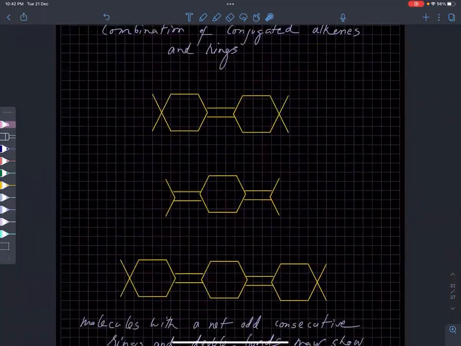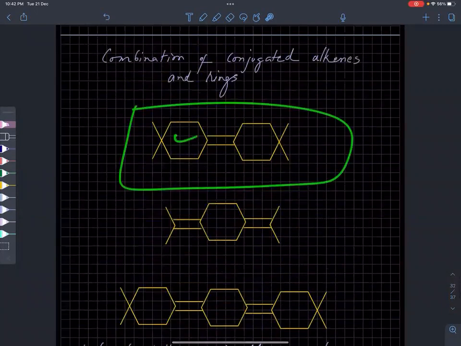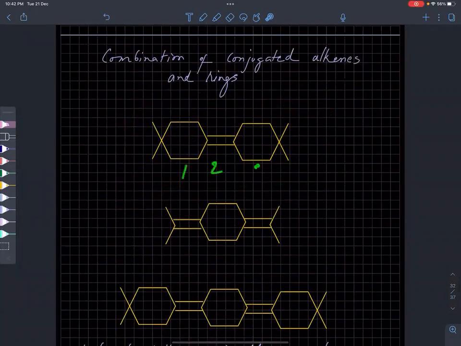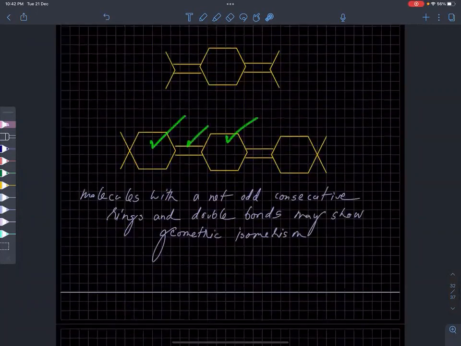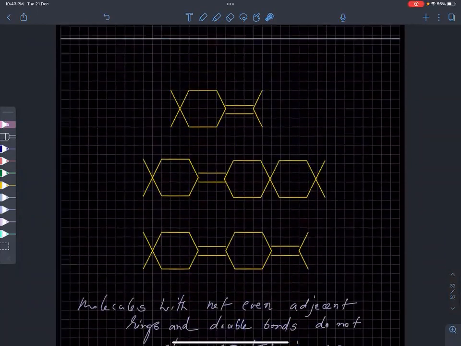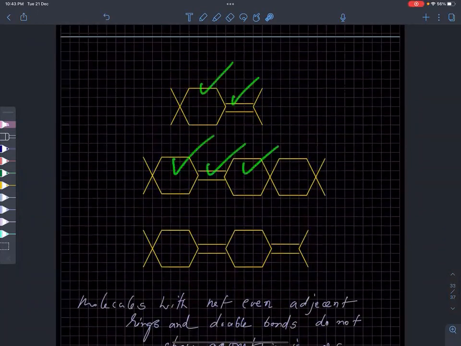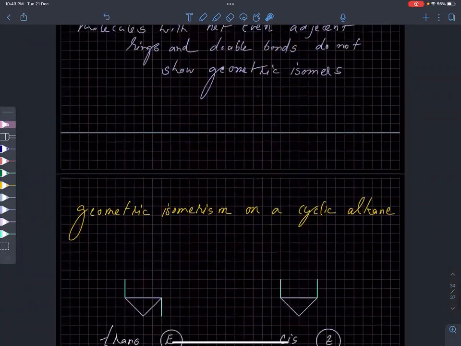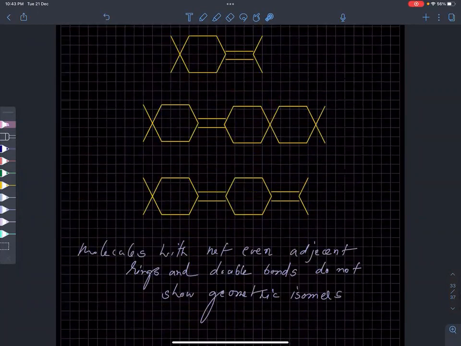What about this combination of double bonds and rings? So if you have an odd number, 3, they can show. 1, 2, 3, 4, 5, they can show. Clear? Whenever you have an even number, they cannot show. 1, 2, 3, 4, they cannot show. So this will not show geometrical isomerism. This will not show geometrical isomerism. This will not show geometrical isomerism. Clear? The reason is again the same, even numbers.